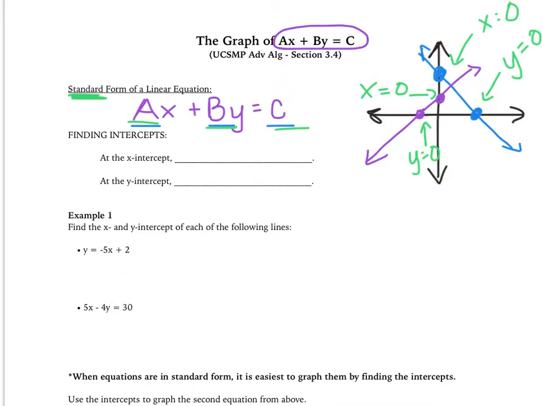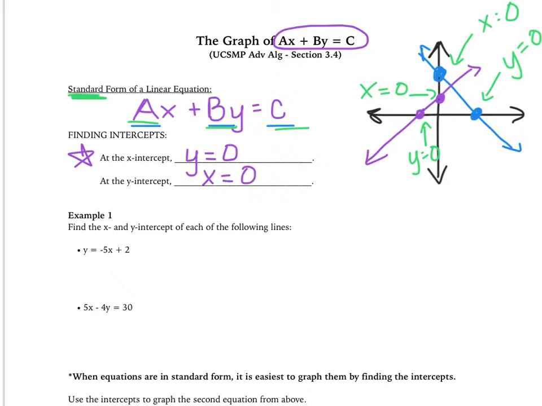So the big takeaway there is that always, always, always with a linear equation, at the x-intercept, I know y is equal to 0. And at the y-intercept, I know x is equal to 0. And I'm going to ask you that question 7,000 times between now and your next test. Okay, so just be ready for that.